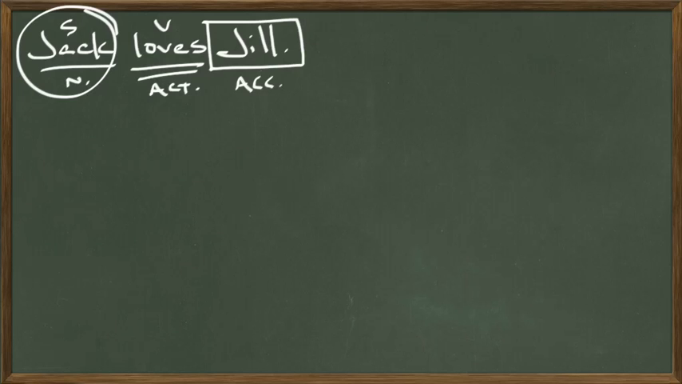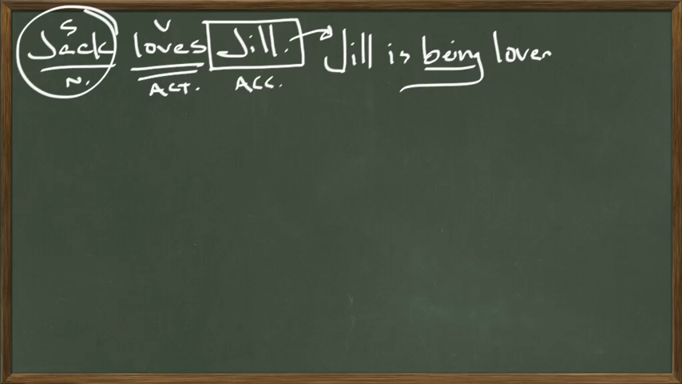To make this passive, we're going to flip it and make Jill the subject. Jill is being. We don't necessarily need being, but it helps my students understand if they know that being can be inserted into the sentence. Jill is being loved by Jack. Or we could just say Jill is loved by Jack.